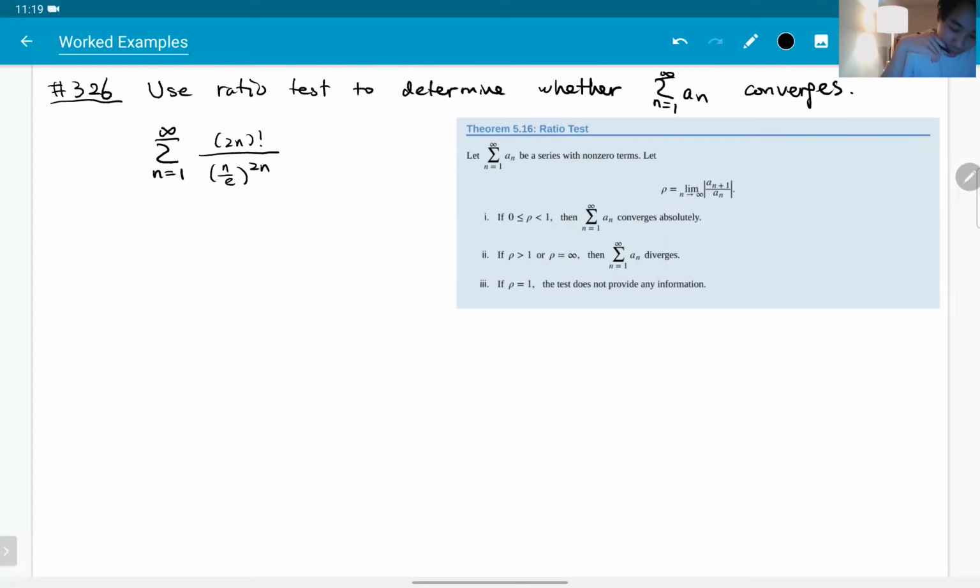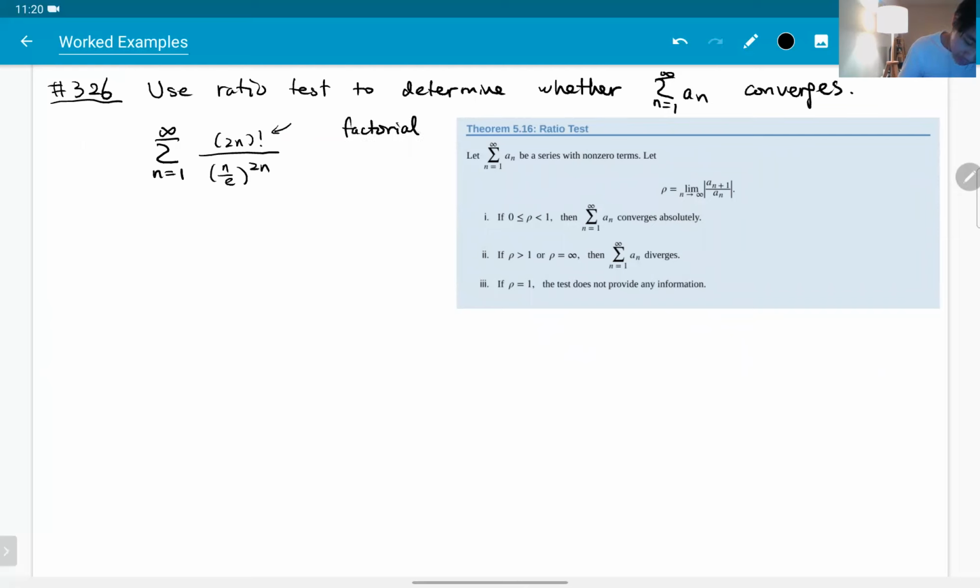So here we have to use a ratio test to determine if this series converges. Now, I want to ask myself the same problem. So what if the problem didn't tell me to use a ratio test? Is there a way for me to determine what's the best test to use? So let's look at the numerator. It has a factorial.